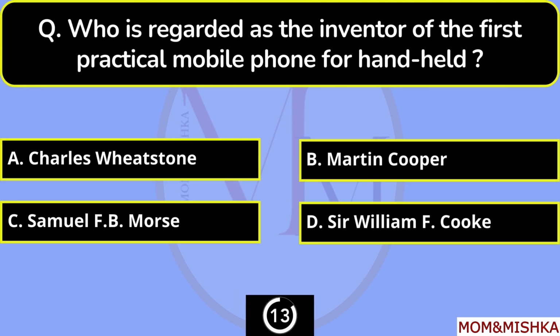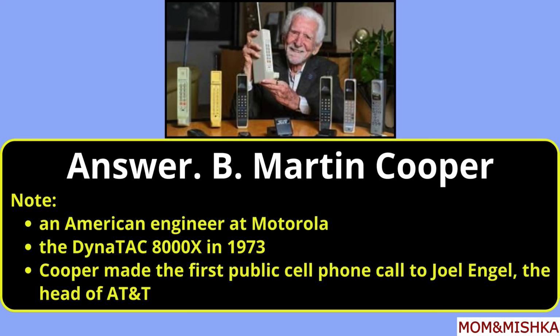Who is regarded as the inventor of the first practical handheld mobile phone? Mr. Martin Cooper, option B. He was an American engineer at Motorola. The name of the device that he made was Dynatac 8000X, and he made it in 1973. Cooper made the first public cell phone call to Joel Engel, the head of AT&T.